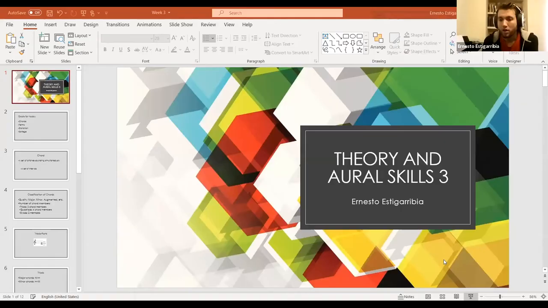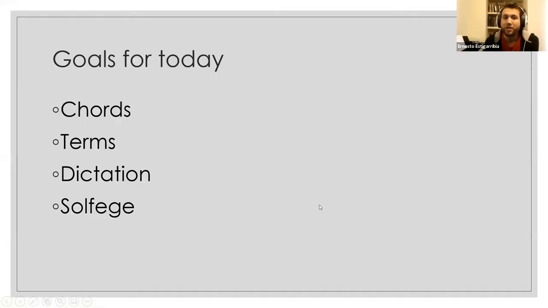So today we're going to talk about various topics, one of which is a very important musical concept to understand, which is chords. We're going to study chords to some extent. We're going to look at some terms that are commonly used in music. We'll do some dictation, a little more complex dictation than what we've been doing, and then we're going to end with our weekly solfege exercises.